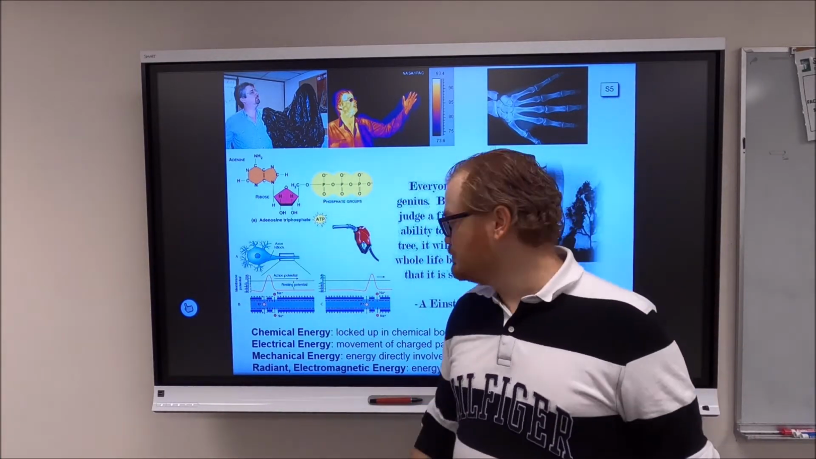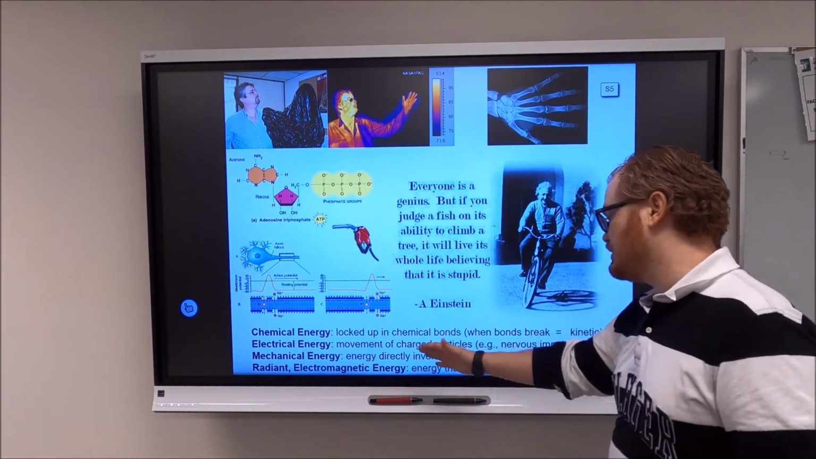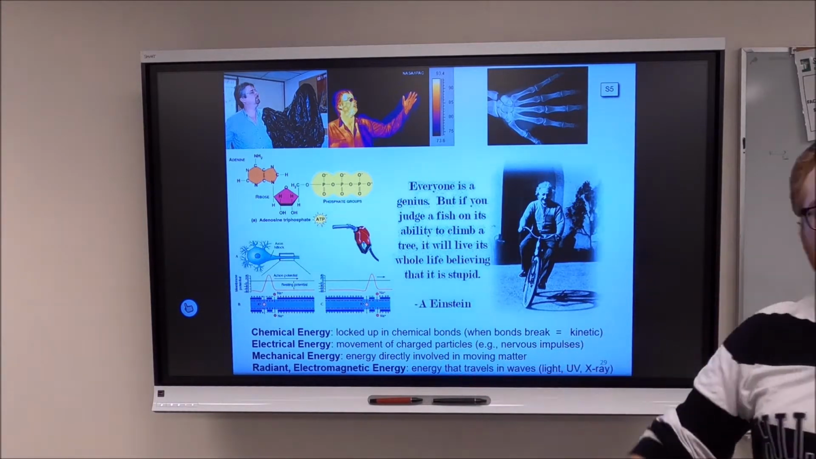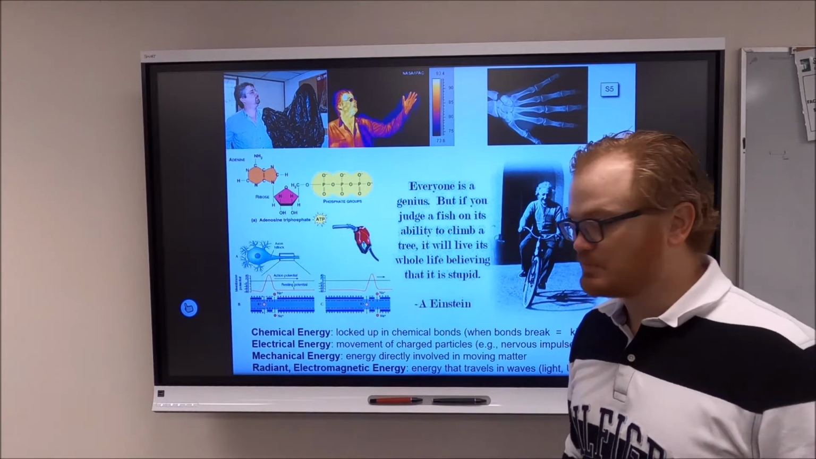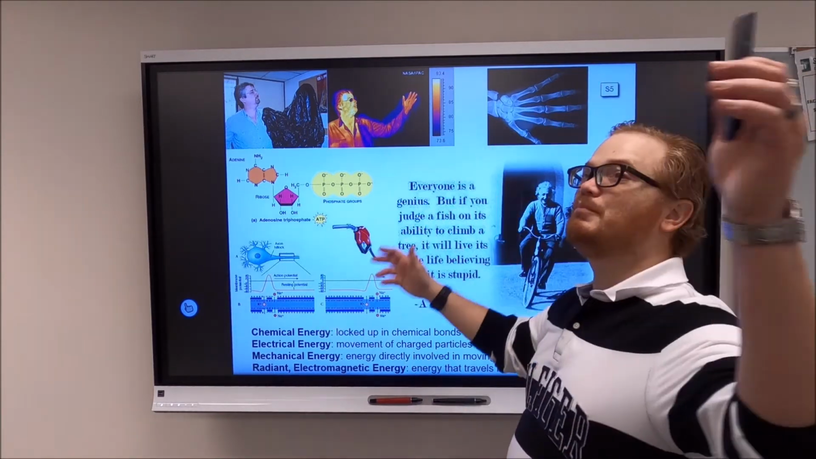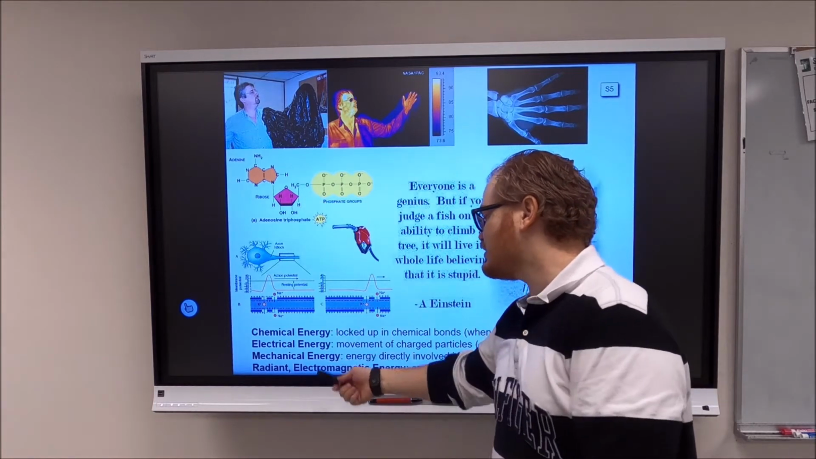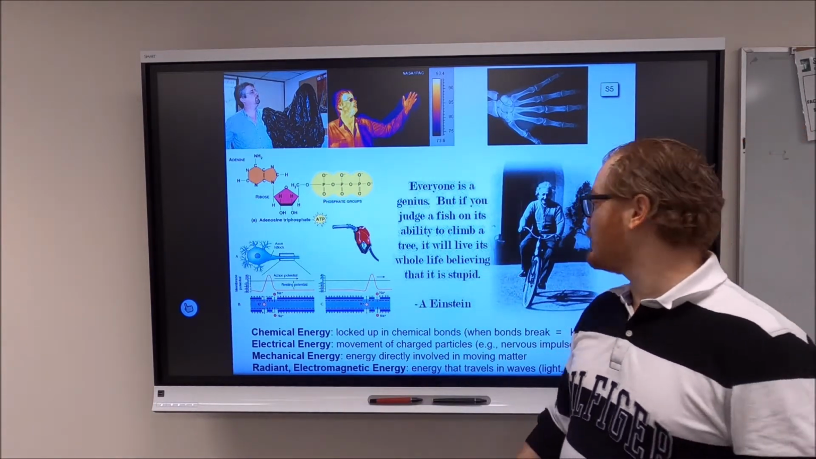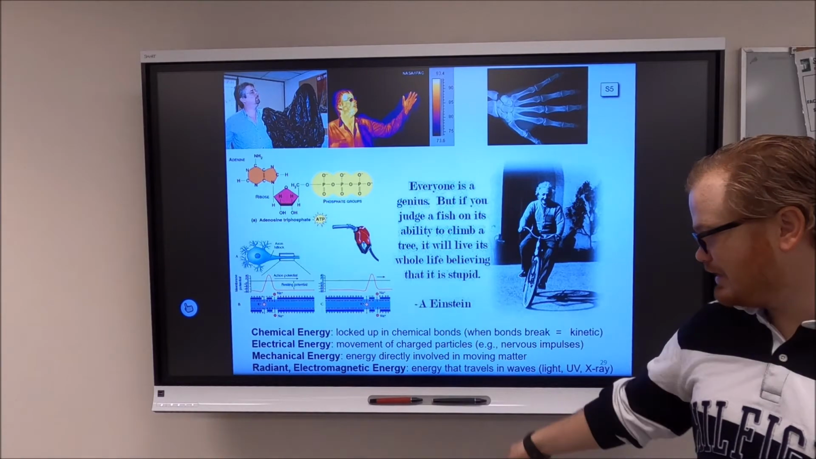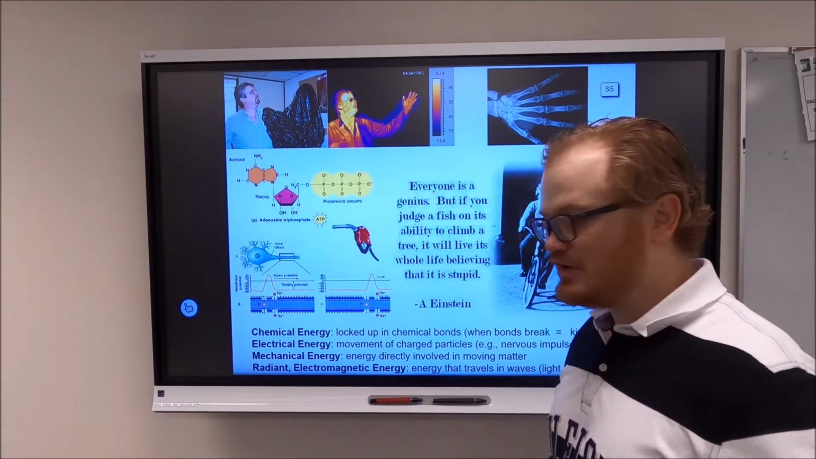Electrical energy is that which moves as a particle flow, the movement of charged particles. Your nervous system functions off the principle of electrical energy. The light bulbs around you function off the process of electrical energy. Mechanical energy is that directly involved in doing work. We've got our buddy Einstein here pedaling a bike. That's mechanical energy, the energy of motion.